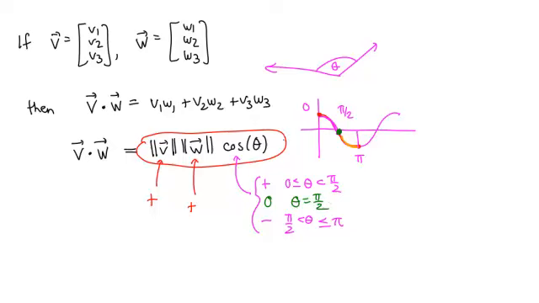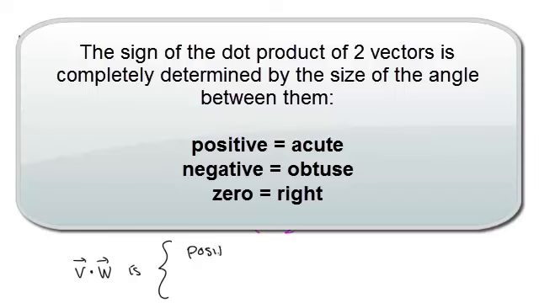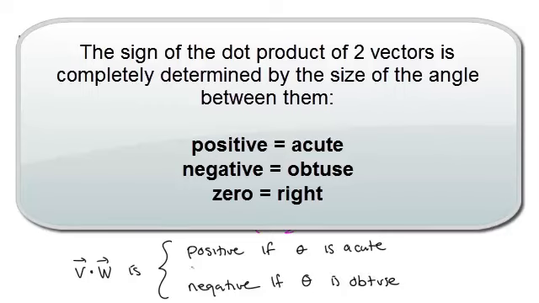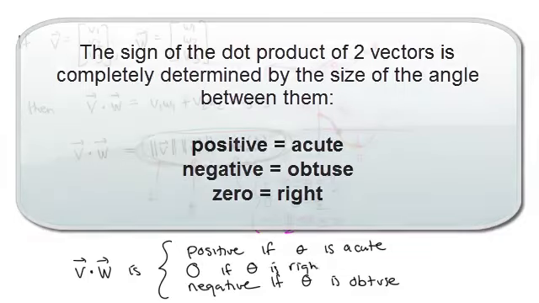In other words, the sign of the right-hand side of this equation is completely determined by the angle between the vectors. In other words, v dot w is going to be positive if the angle is acute, between 0 and 90 degrees. It's going to be negative if the angle is obtuse, larger than 90 degrees but smaller than 180, and it's going to be 0 if the angle is a right angle.